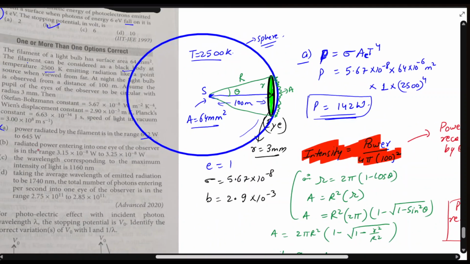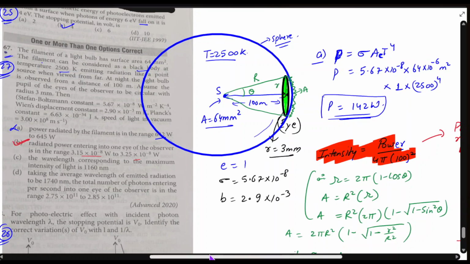So it is saying the radiated power entering into the observer's eyes is between this. So this is correct. Yes, so this is correct. Let's move on to option C.